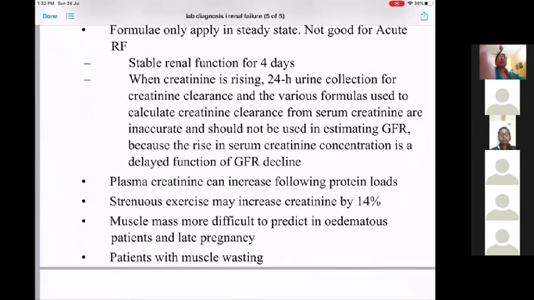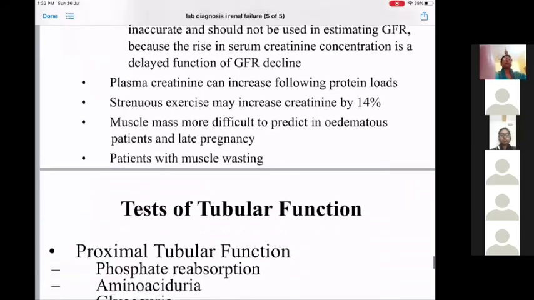Plasma creatinine can increase following protein loads. Strenuous exercise may cause an increase in creatinine by 14%. Muscle mass is more difficult to predict in edematous patients and in late pregnancy, and also in patients with muscle wasting.